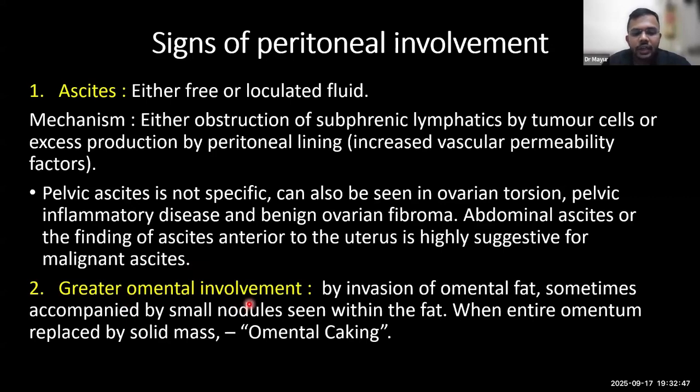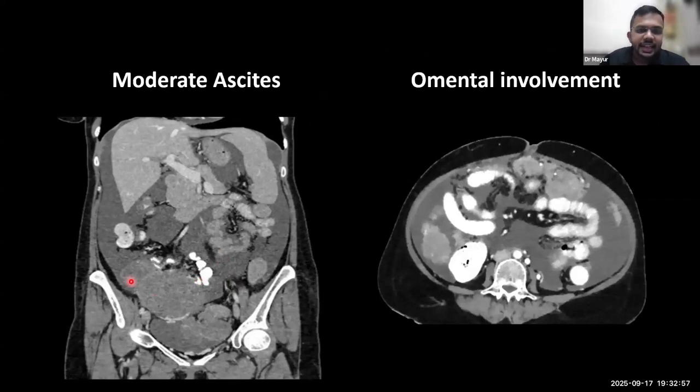Greater omental involvement: invasion of the omental fat by soft tissue deposits. When the entire omentum is replaced by mass, it is known as omental caking. This is an example of bilateral adnexal lesions, and moderate ascites in this case is a sign of peritoneal involvement. Greater omental involvement is seen in this case, where there is replacement of omental fat by multiple soft tissue deposits.